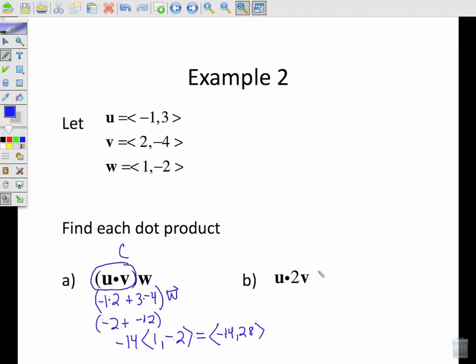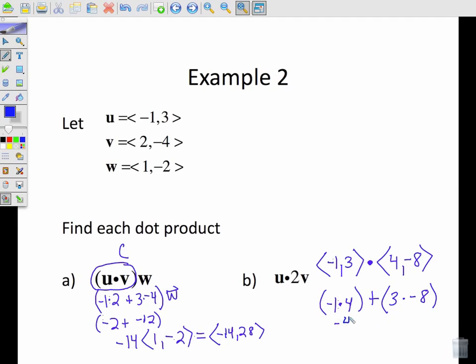In this case, we want to make sure that we multiply vector v by that 2. So we have vector u, which is negative 1, 3, dot product with double vector v, which is 4, negative 8. This is a dot product now, so my result is going to be an actual number. We take negative 1 times 4 and add to it 3 times negative 8. The answer is negative 4 plus negative 24, which equals negative 28. And there you have it.